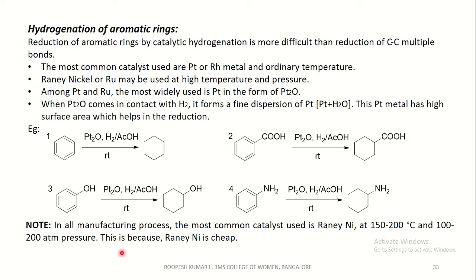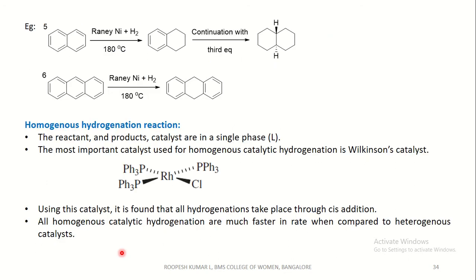Note, in all the manufacturing processes, the most common catalyst used is Raney nickel at 150 to 200 degrees Celsius and around 100 to 200 atmospheric pressure. This is because Raney nickel is very cheap. Coming to the fifth example, naphthalene reacts with molecular hydrogen in the presence of Raney nickel at 180 degrees Celsius. We get tetralin. This is a tetralin molecule.